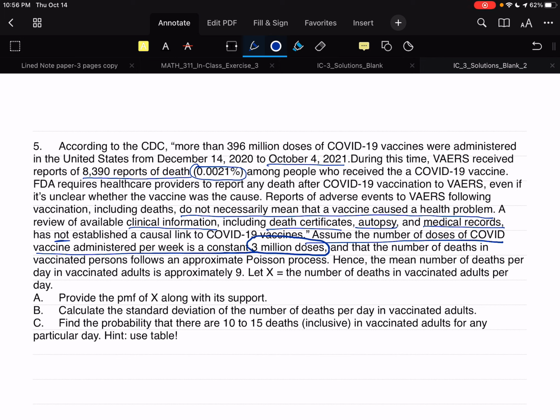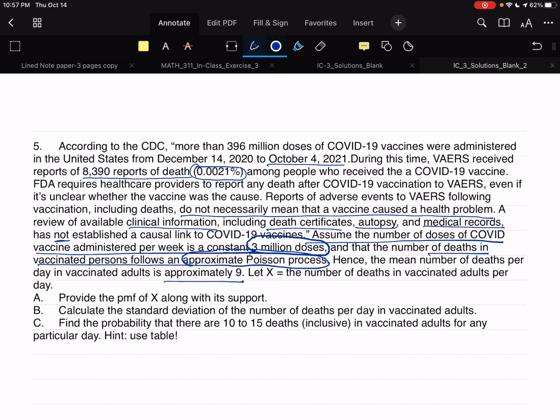So I'm massaging this data for this problem, so please understand that this is not a very scientific analysis. This is just to give us some experience using an approximate solution to the problem using the Poisson distribution, but not what we would normally do if we were analyzing this for real. Okay, we'd want a lot more information. So we're saying that we have a constant 3 million doses per week currently, and that the number of deaths in vaccinated persons follows an approximate Poisson process. So the mean number of deaths per day in vaccinated adults is approximately 9.